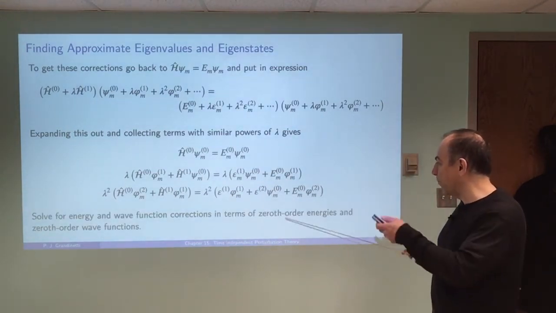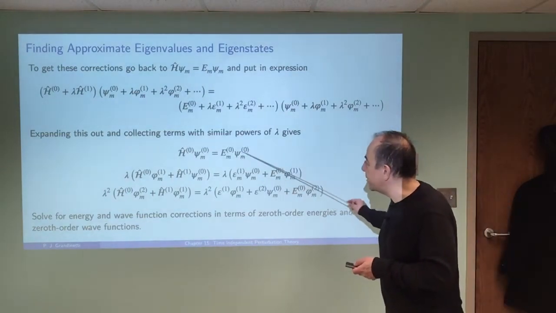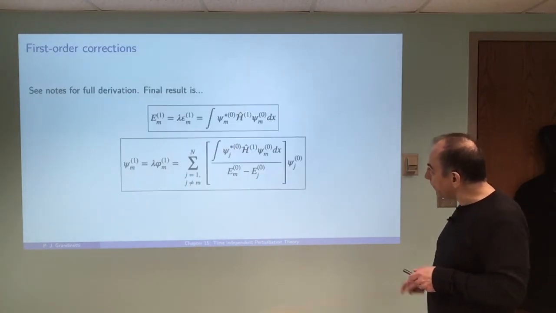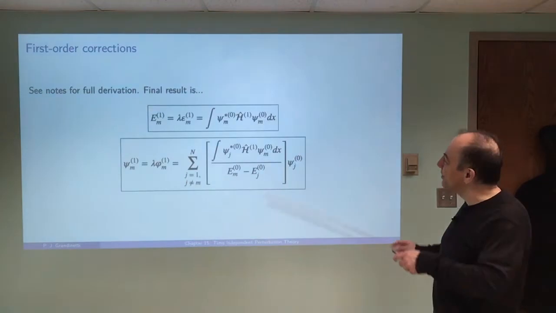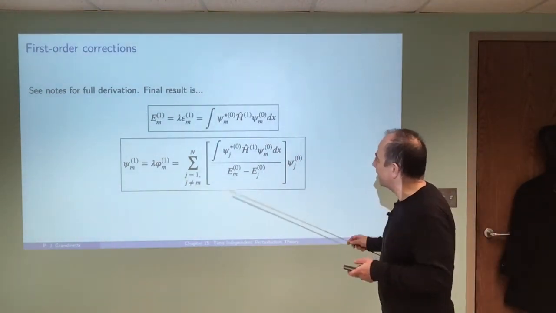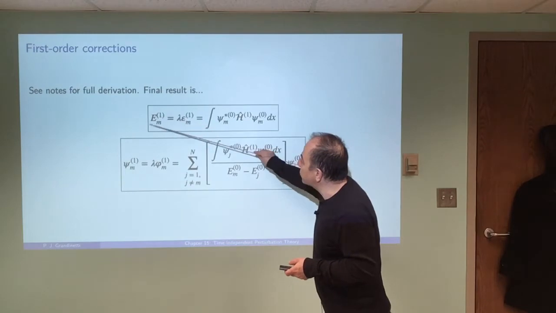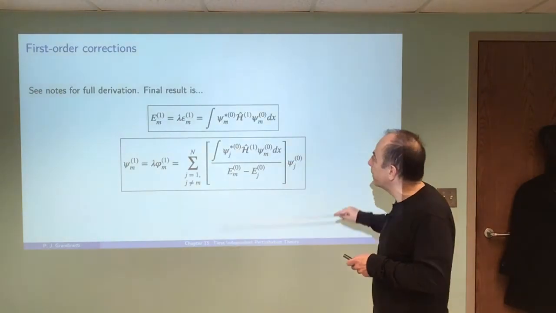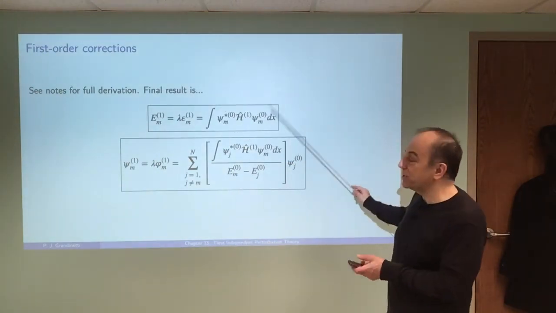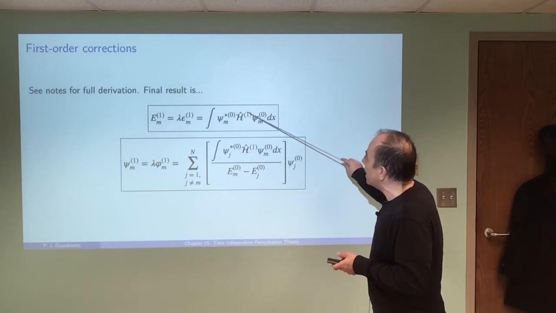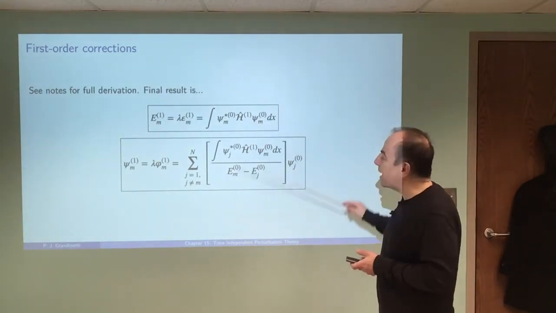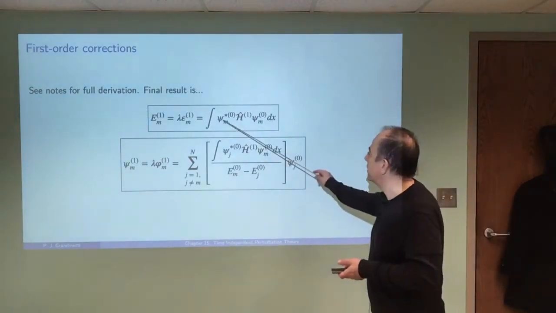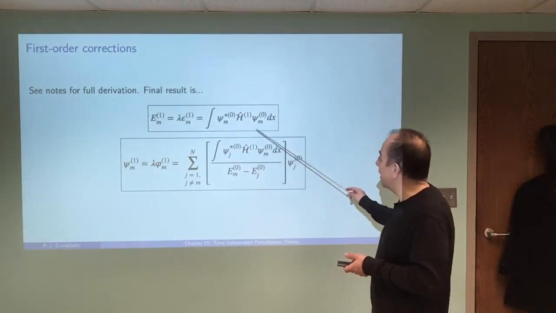Okay. So again, we're going to solve for these corrections in terms of the 0th order eigenvalues and eigenstates. The full derivation is in the notes, but it's not so bad, and this is what you get here. You find that the first order correction to the energy, which is simply lambda times that little epsilon, is given by this integral. This is just a sandwich of H1, the perturbation, inside with the eigenstates of the unperturbed Hamiltonian. These are the nth eigenstates of the unperturbed Hamiltonian.